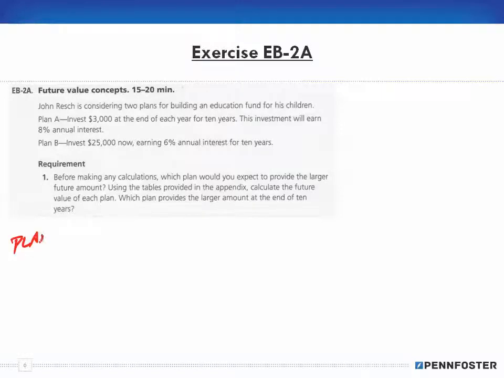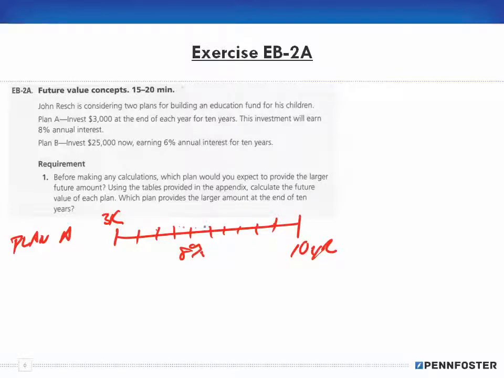So with plan A, what do we have? We're going to invest $3,000 at 8% each year. I don't know how many this is, but this is 10 years, right? 1, 2, 3, 4, 5, 6, 7, 8, 9. Oh, perfect, 10. All right. So I'm going to invest $3,000 a year at 8% for 10 years. Well, investing $3,000 each year is an annuity.